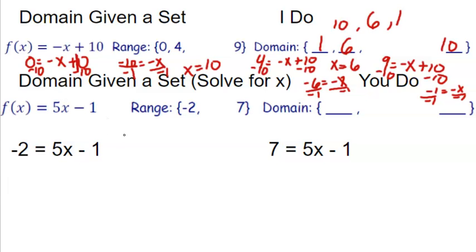So you try it now. You're given the range of negative 2 and 7. You want to find the two domain numbers. To do that, you want to solve both of these equations and order them from least to greatest. So the steps are you want to add and then divide. Go ahead and do that. On your slide, write out your answers.